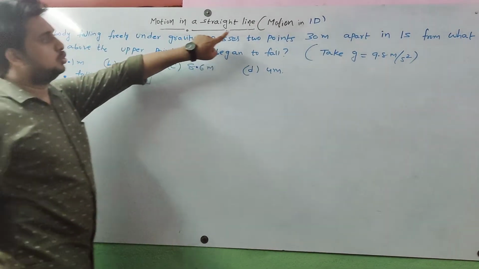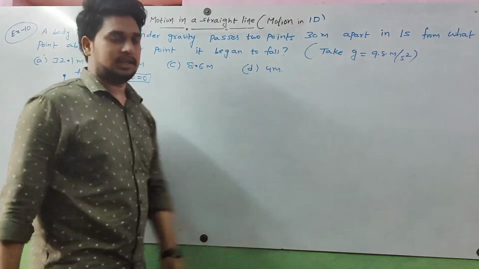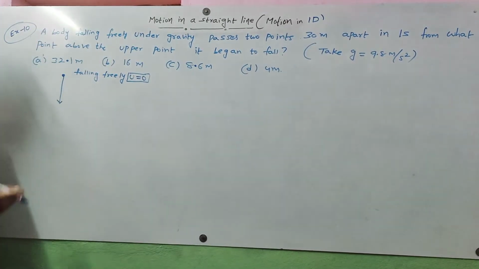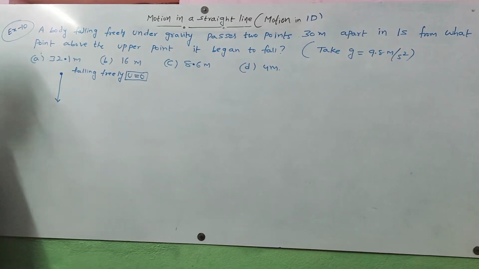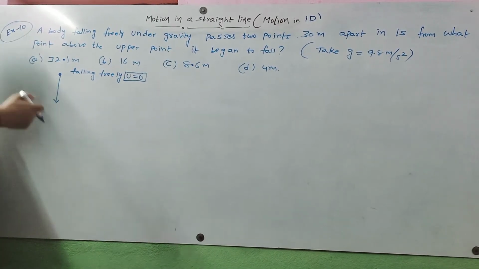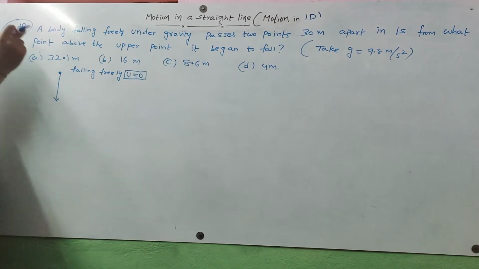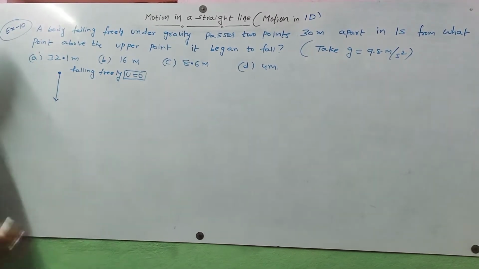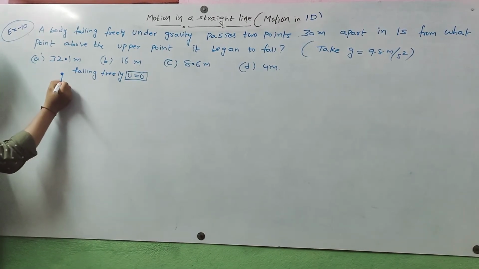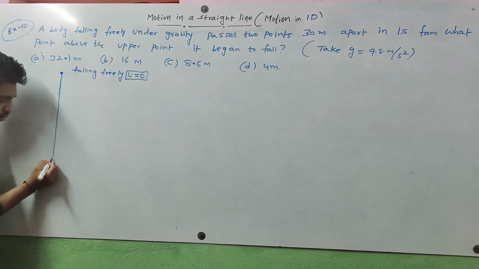It passes 2 points 30 meters apart. Whenever a body is freely falling, I already discussed it in a previous lecture, so please recapitulate what we discussed. Whenever a body is falling freely, we consider u equal to 0. So it is falling freely and crosses 2 points.